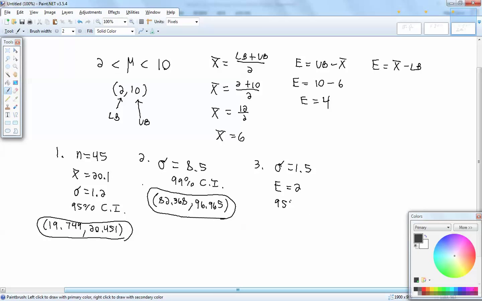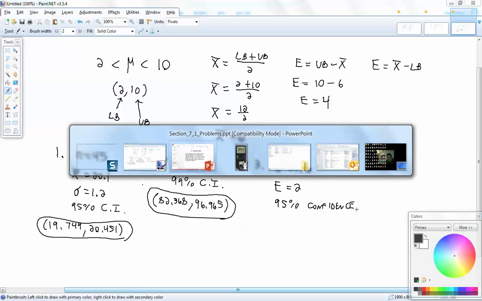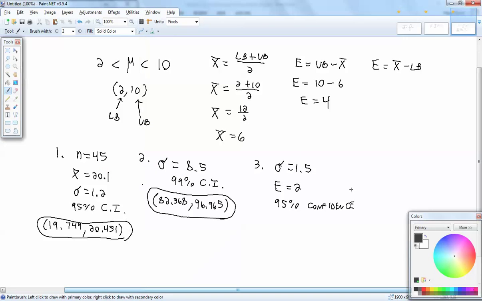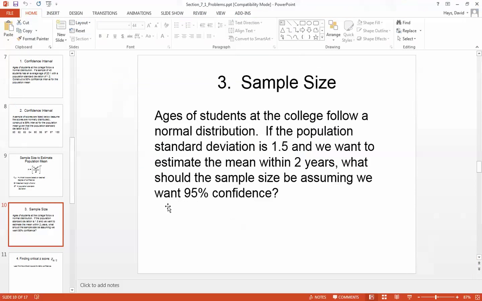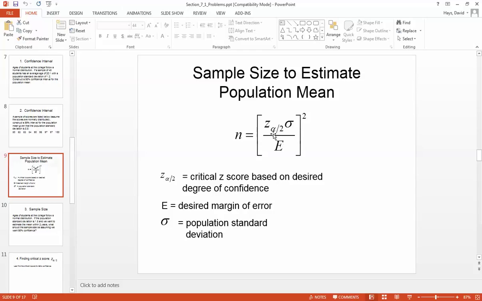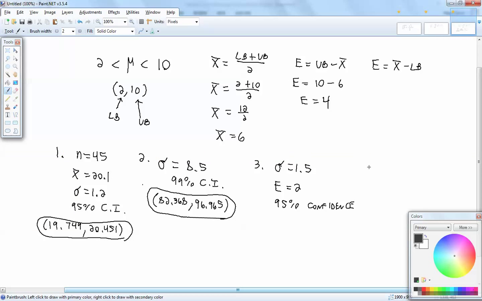So we want 95% confidence. Well, from our formula, we need sigma, which we're given. We need E, which we were given. We also need this critical z-score. So let's see how to find that. And I'll do the picture up here.